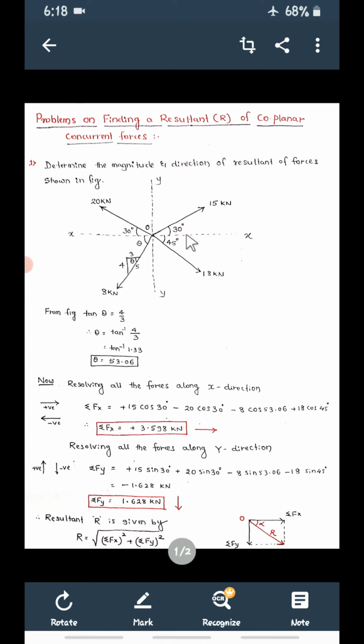It will go like this, no? See the arrow mark? It is like this, meaning it will go like this. Plus or minus? Plus. So summation Fx is equal to plus 15.